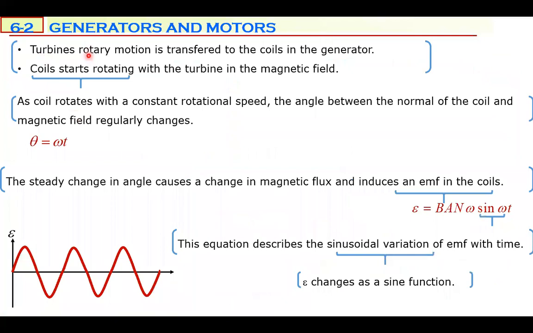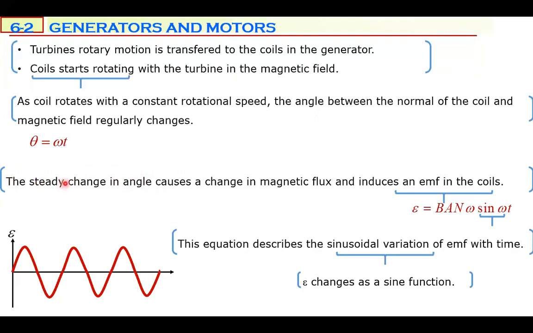The turbine's rotational motion is transferred to the coils of the generator. So the coil starts rotating with the turbine together in a magnetic field. As the coil rotates with constant rotational speed, the angle between the normal of the coil and the magnetic field regularly changes. We are changing the orientation of the loop with respect to the magnetic field. Yani, we are changing the angle. So by angular speed, we induce an EMF by this generator. This steady change in angle, because it's continuously rotating, the angle continuously and steadily changes.